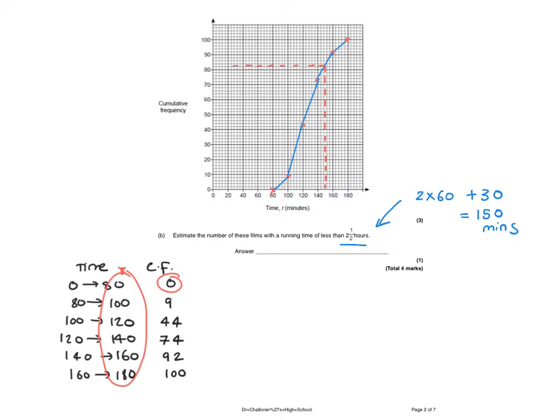So we want to know, and again, please do this with a ruler when you're doing this, how many films have a running time of less than 150 minutes? Well, it's this many films here, and that is probably about 83. You might have an answer which is about 82, 84, somewhere in between those, so possibly around 83.